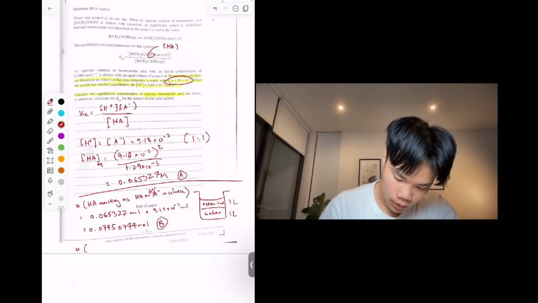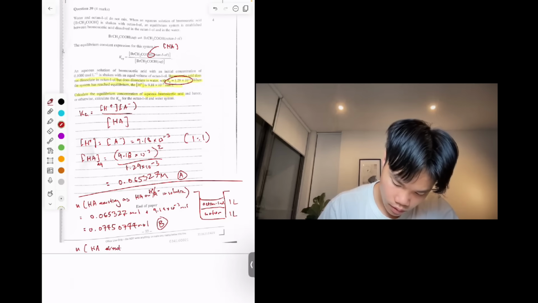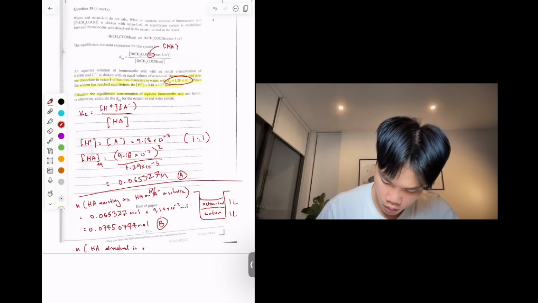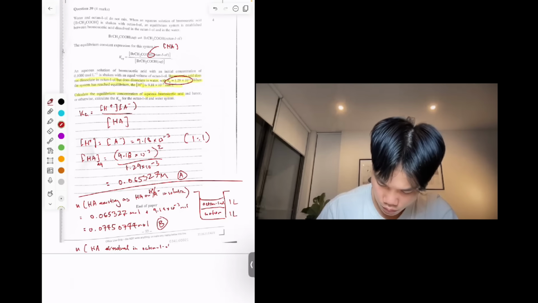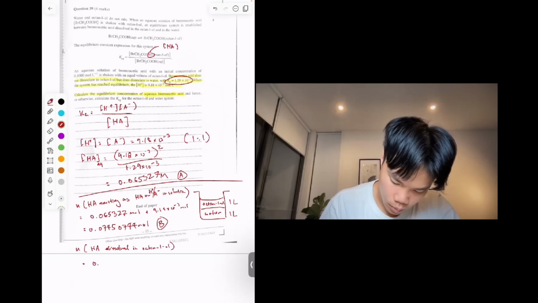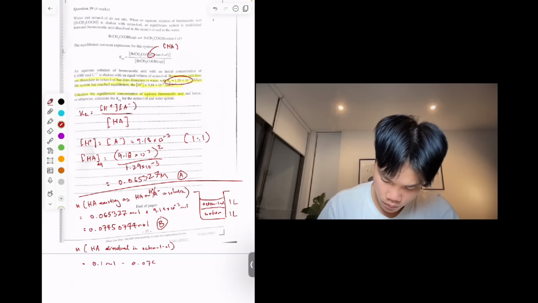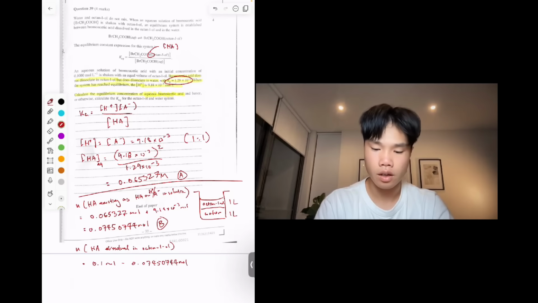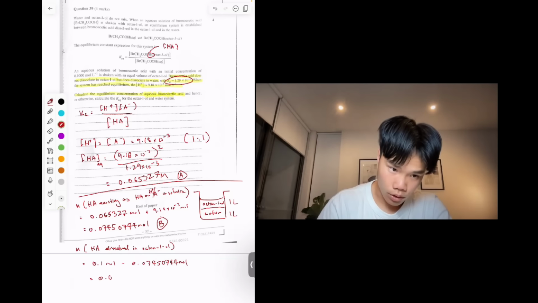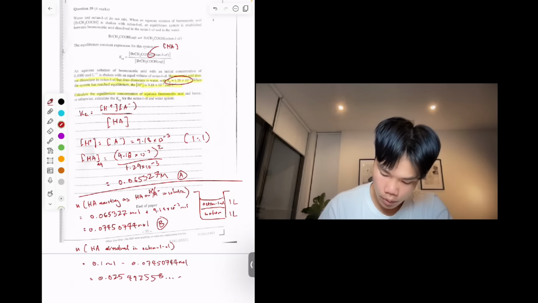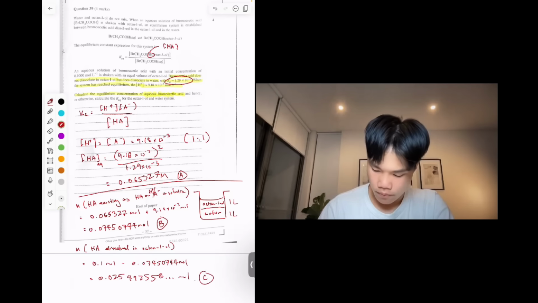So the moles of HA dissolved in octan-1-ol is equal to 0.1 moles minus 0.07450744 moles. 0.1 minus answer, and this is equal to 0.025492558 moles. Say this is C.